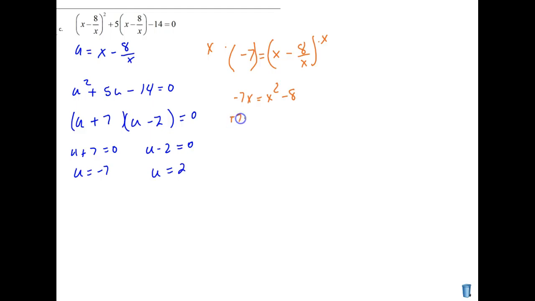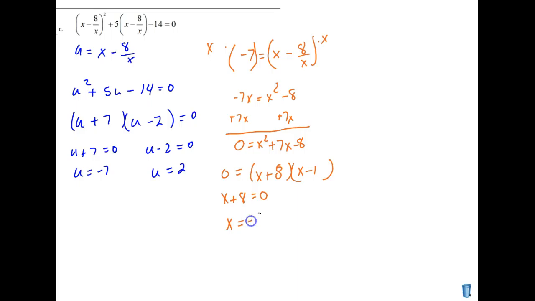Looks like I have a quadratic, so I need to set it equal to 0. So I get 0 equals x squared plus 7x minus 8. Conveniently, this factors into x plus 8 and x minus 1. So x plus 8 equals 0 means x equals negative 8. X minus 1 equals 0, so x equals positive 1. I'm not done yet because I just did my first value of u, which was negative 7. Now I need to do it again for positive 2.